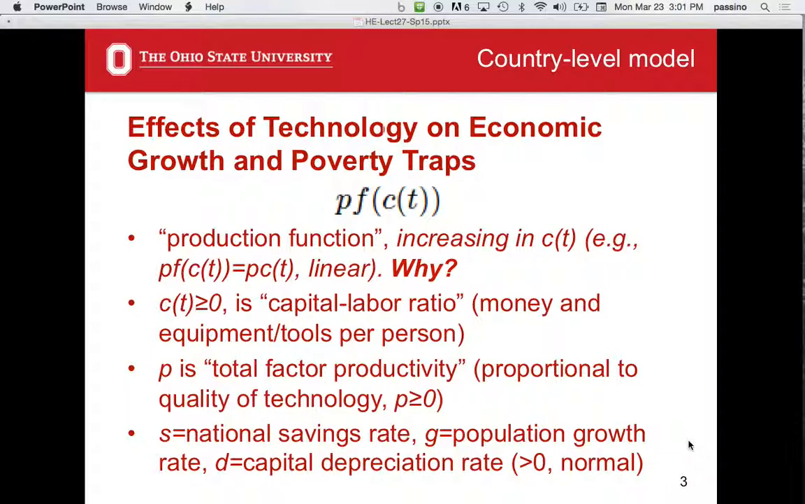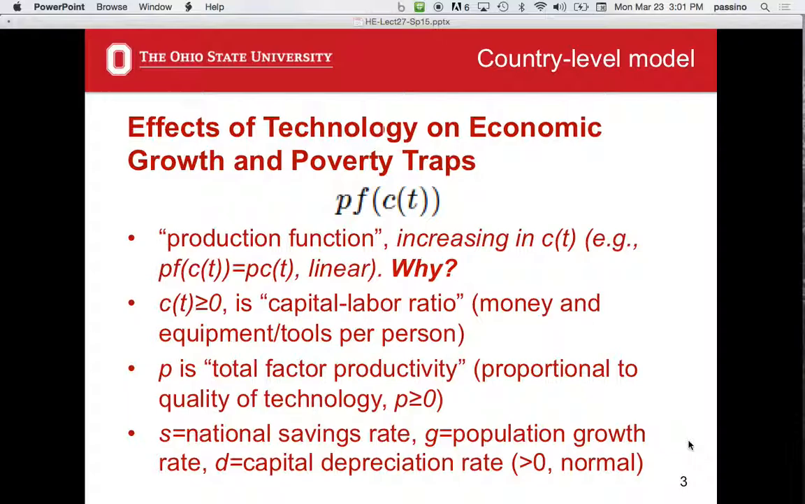Now, for this p f of c, you could have an example. It could be that p f of c is just p times c. Do you see that the function f of c is just c? It's just a line going up this way. So what that says is that if that represented reality, if you increase your capital a little bit, you're going to increase your return on the capital. How much money you make off your capital.